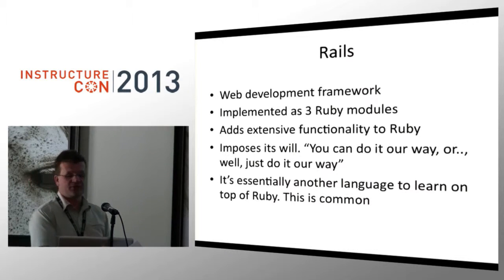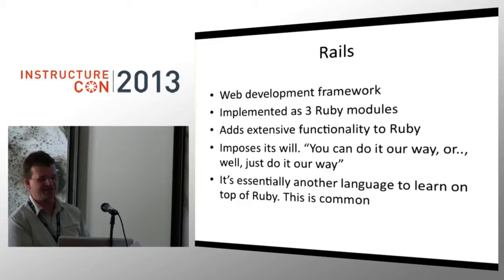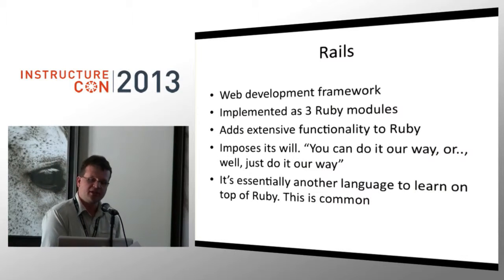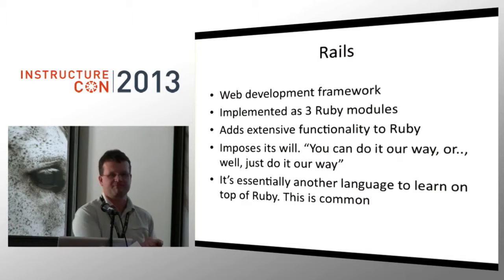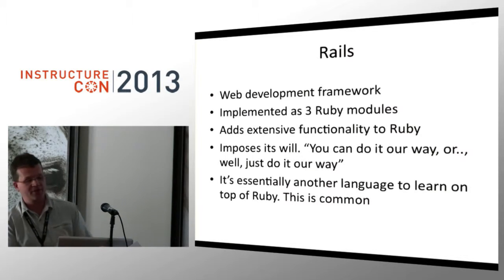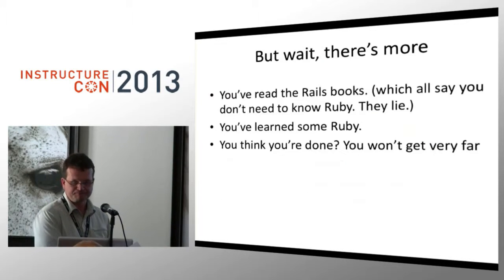Rails is a web development framework. It's implemented as 3 separate Ruby modules that add extensive functionality to Ruby. It imposes its will. You can do it our way or, well, just do it our way. It's essentially another language to learn on top of Ruby, and this is quite common in the Ruby landscape.